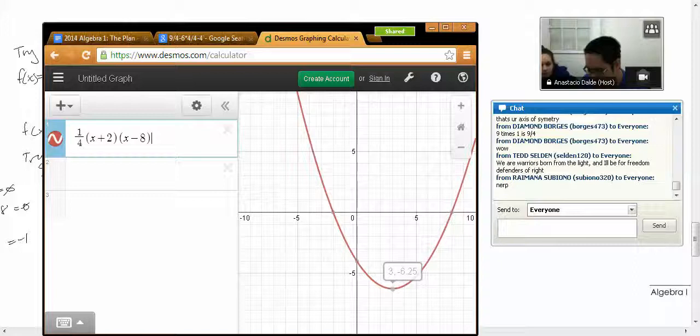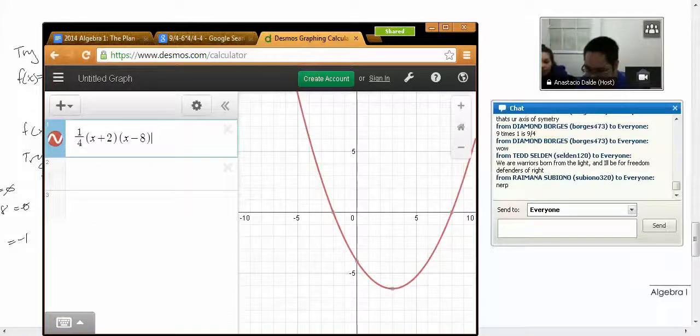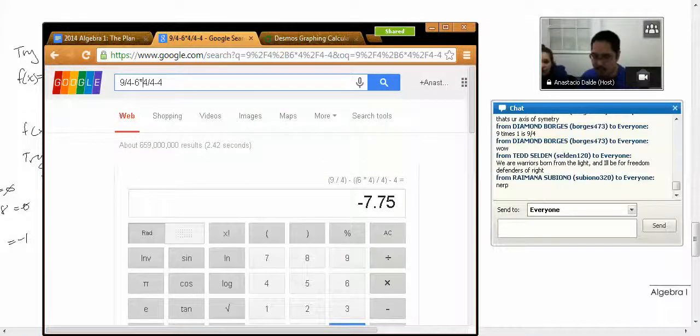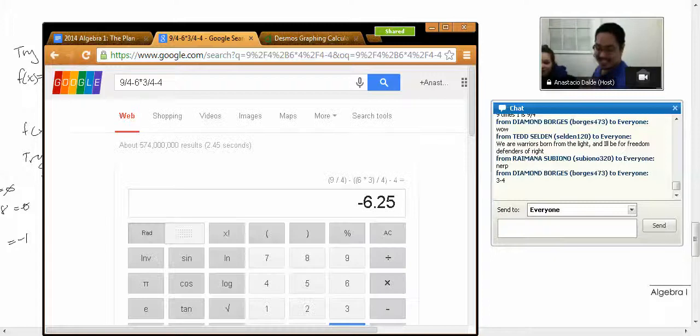All right, so it looks like we're good, but the problem is what happened here? Let me think about this. Because this is saying negative 6.25. 9 divided by 4 minus 6 times 3 divided by 4 minus 4. Oh, I know what I did wrong. I plugged into the calculator wrong. I did 6 times 4 divided by 4. It's 6 times 3 divided by 4, which is negative 6.25. I was right. Booyah! That's right. You like that? Yeah. I got excited about that.